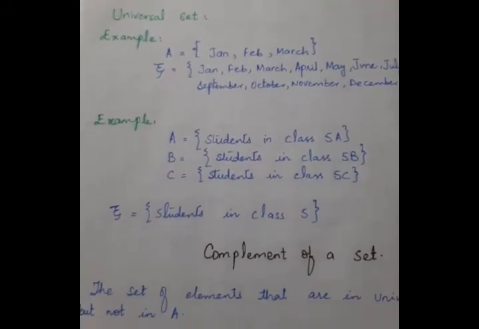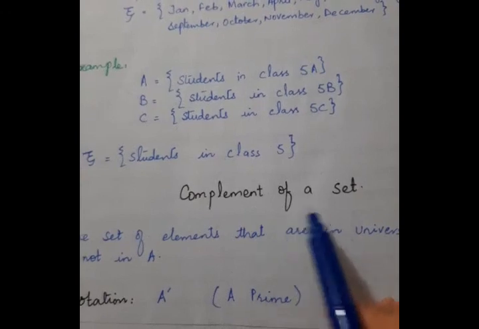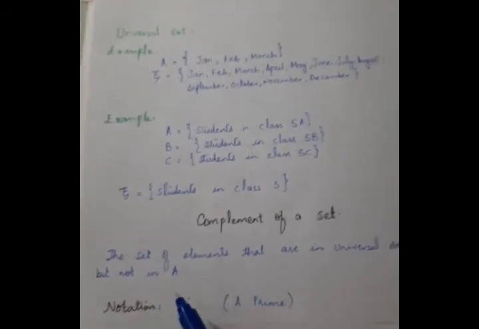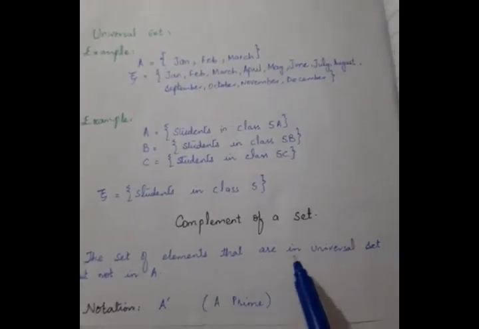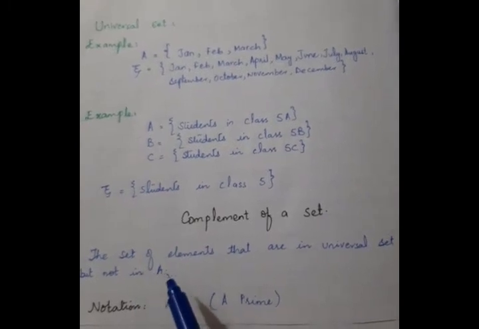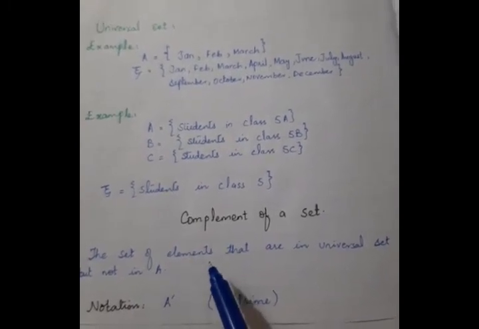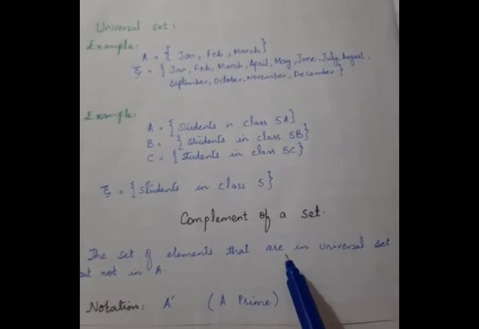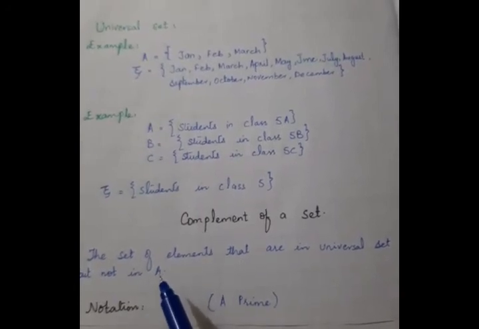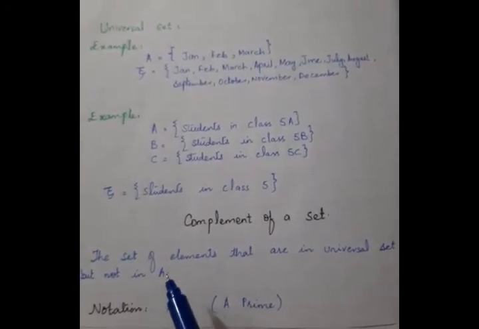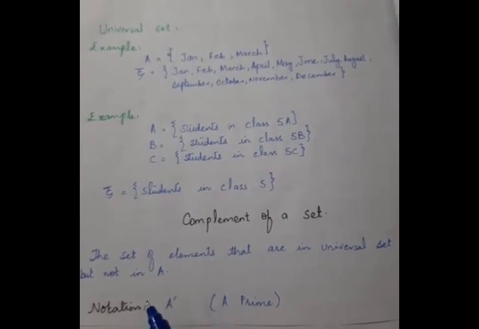इसके बाद we are going to start another topic which is complement of a set. Complement of a set, the set of elements that are in the universal set but not in A. यानी कि वो एलिमेंट्स जो यूनिवर्सल सेट में तो होंगे लेकिन उस पर्टिकुलर सेट में नहीं होंगे जो आपको मेंशन है. It may be A, it may be B, it may be C, वो हम देख लेंगे.